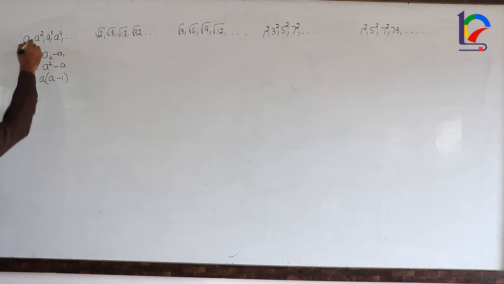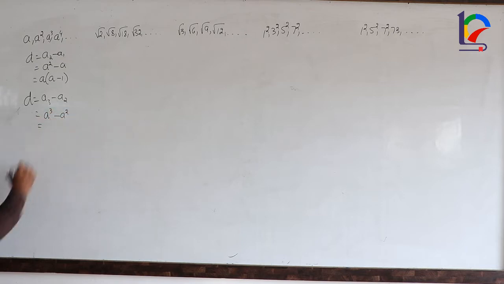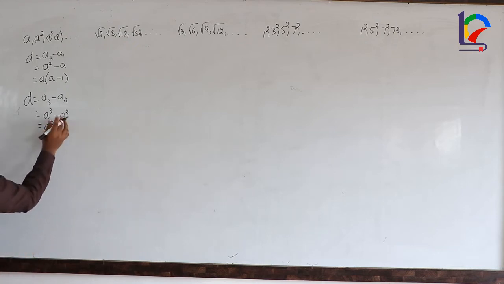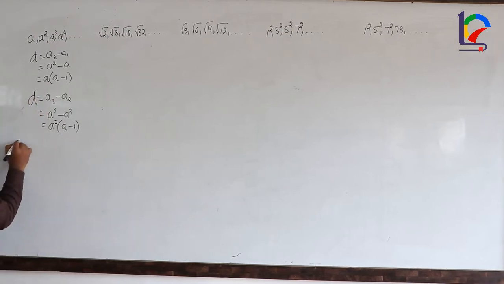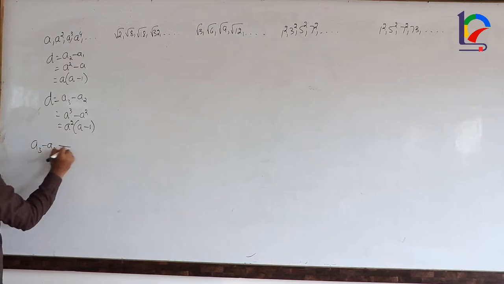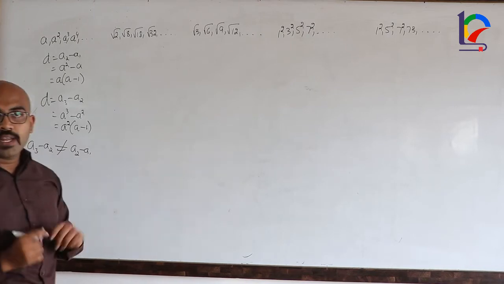Similarly, the next is a3 minus a2. What is a3? It is a cube. What is a2? It is a square. Here we can take a square as common. If we take a square, here we will be left with a and here left with 1. So it is a square into a minus 1. But here it is a into a minus 1. Both the common differences are not the same. So a3 minus a2 is not equal to a2 minus a1. Hence, it does not form an AP.